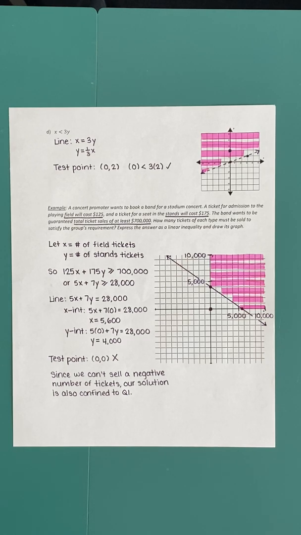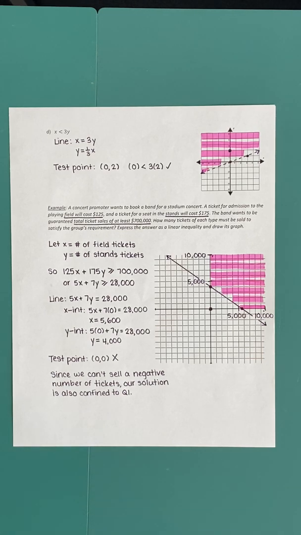We can't sell a negative number of tickets, so our variables represent the number of tickets we're selling. We can't sell -5 tickets. Something like that doesn't actually make sense. We can only sell positive numbers of tickets, which means x has to be a positive number and y has to be a positive number as well. Minimum, we can sell 0 tickets, but we can't sell negative tickets. What that does to our graph is it limits it to the first quadrant.